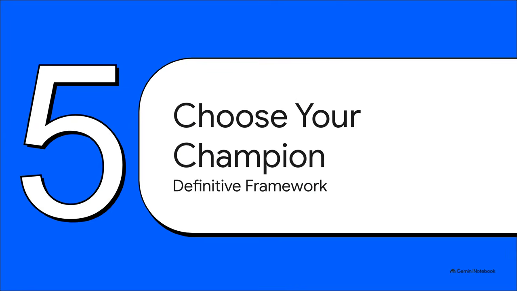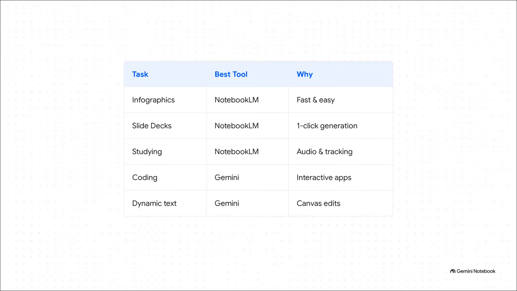And finally, Section 5, Choosing Your AI Champion. So, we have covered a lot of ground today. Let's synthesize all of this into a practical scorecard so you know exactly how to select your tools going forward. For fast infographics, slide decks, and any form of studying or audio learning, NotebookLM is your winner. But for standalone images, coding, interactive apps, and dynamic iterative writing, Gemini definitely takes the crown.